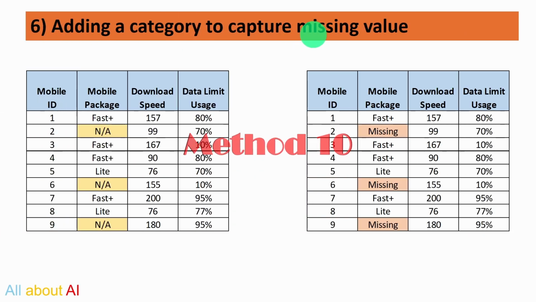Adding a category to capture missing value. In this case, there are missing values here for mobile package. And what we can do is add a new category as missing to show these data points are missing. This is perhaps the most widely used method for missing data imputation for categorical variables. All the missing observations are grouped in the newly created level. It does not assume anything on the missingness of the value. We'll be using adult census data for all categorical variable imputation demonstrations.